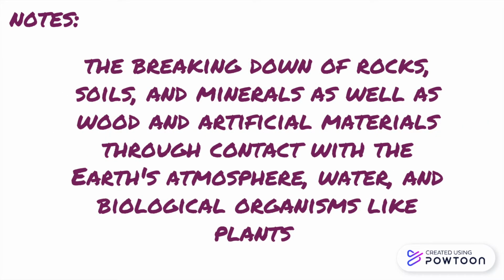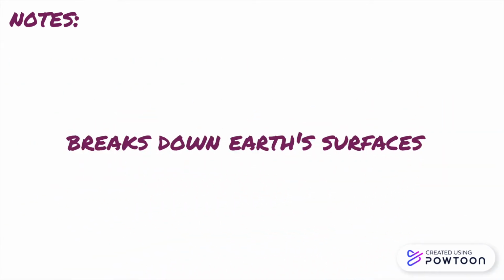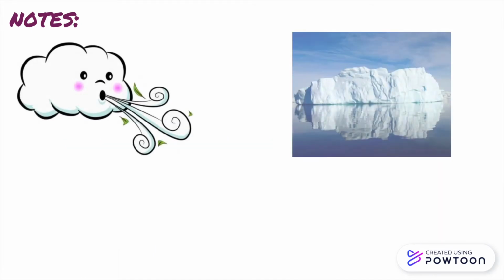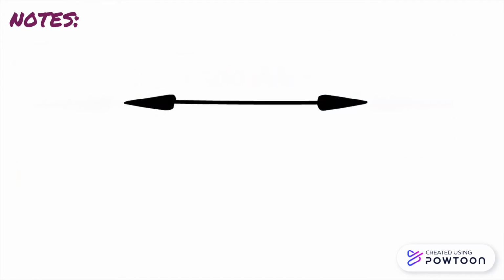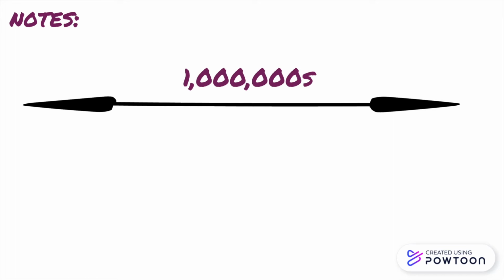Weathering is the breaking down of rocks, soils, and minerals, as well as wood and artificial materials through contact with the Earth's atmosphere, water, and biological organisms like plants. Basically, weathering breaks down Earth's surfaces. This can happen through other natural objects such as wind, ice, gravity, and changes in temperature. And this happens over a long period of time, like thousands or millions of years.